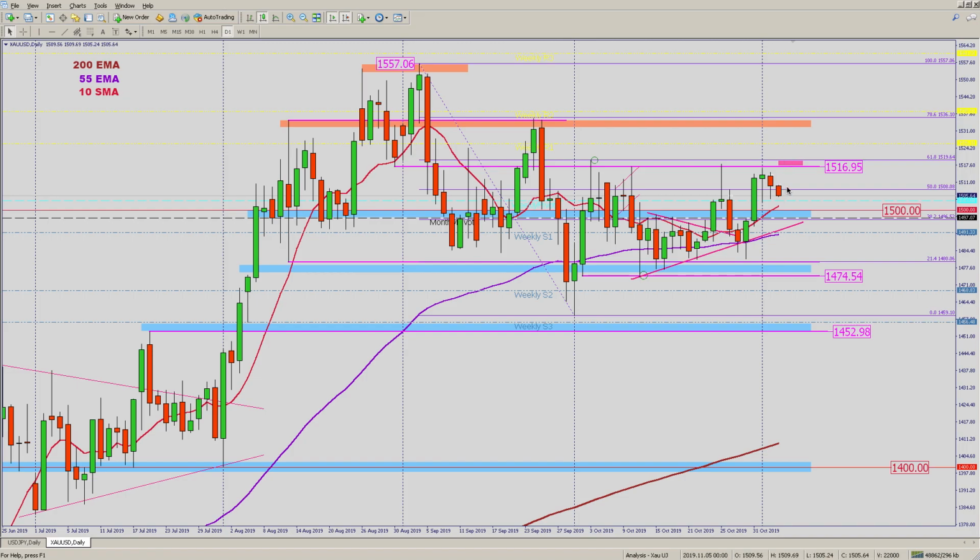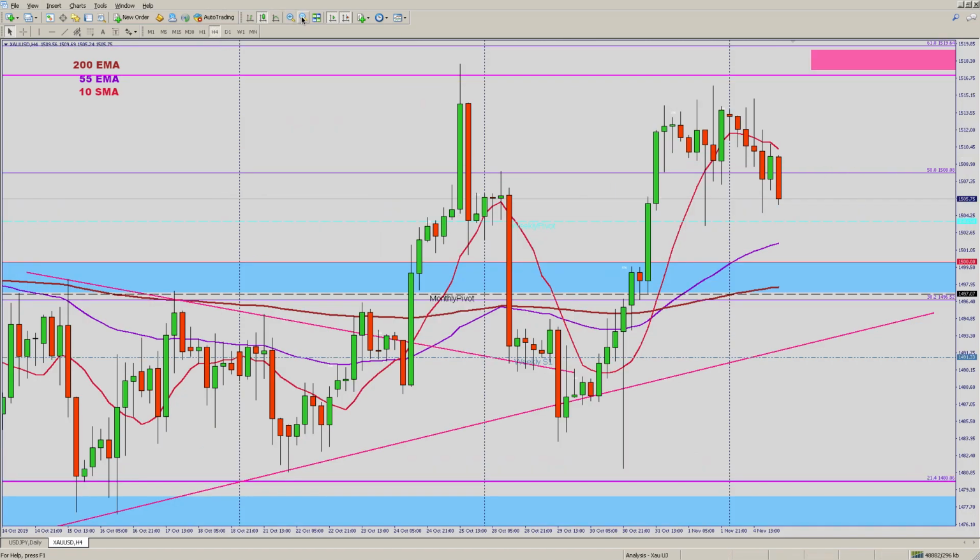From yesterday it has already started to retrace right from the start of the week, almost reaching the weekly pivot. This week's weekly pivot is at 1503.68, and it's just trying to dip lower towards it. Overall it's still in a large ascending triangle. Let's take a look at the 4-hour time frame.